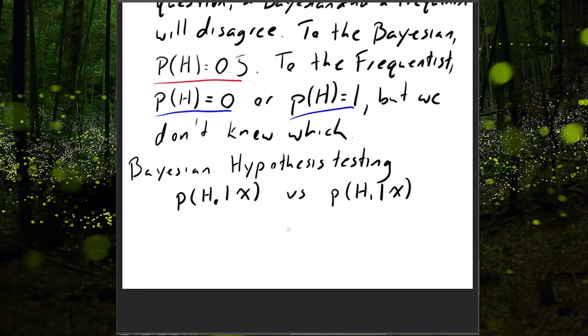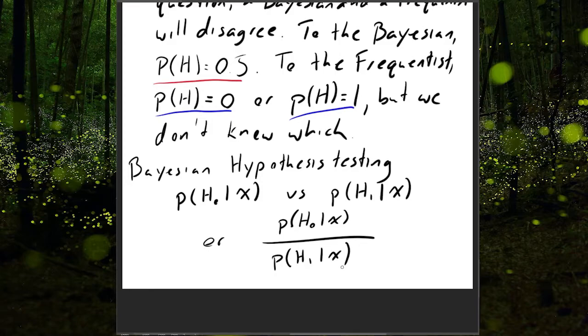So what we'll often do is combine these up into a ratio. And so what's going to happen with this ratio? Well, if this ratio is greater than 1, that means that my numerator is greater than my denominator. The probability that the null hypothesis is true is greater than the probability the alternative hypothesis is true.